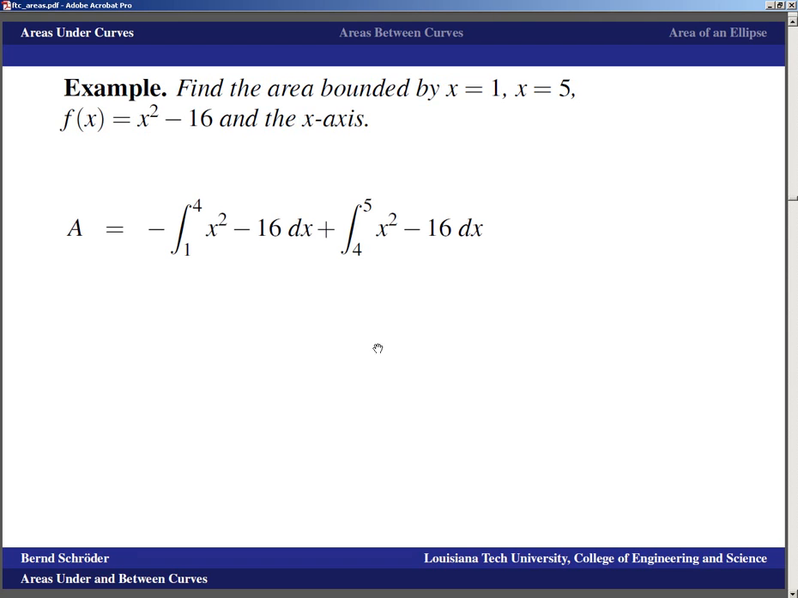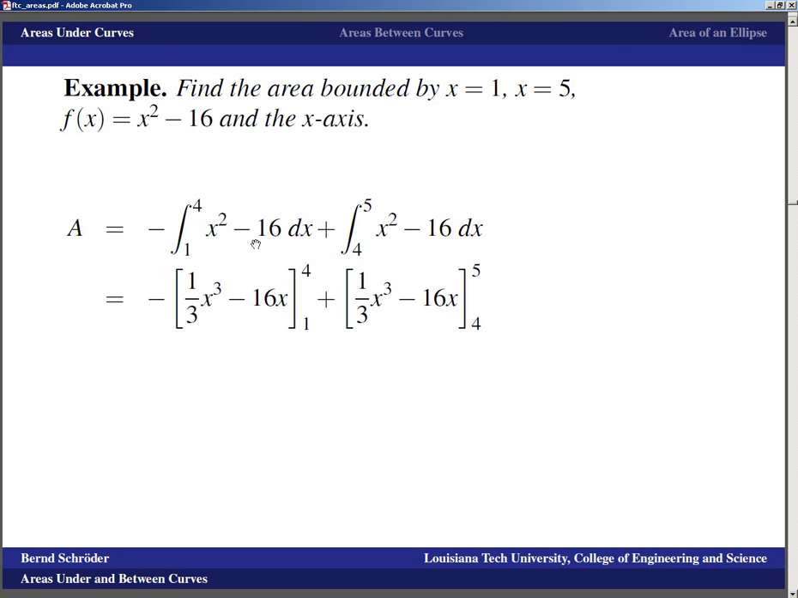And so now the area is negative the integral of x squared minus 16 from 1 to 4, plus the integral from 4 to 5 of x squared minus 16. And that's because from 1 to 4 the function is below the x-axis, and from 4 to 5 it's above the x-axis. The computation itself then is very simple, and you can do several things. You can compute those integrals separately, or you can compute them in parallel. That I leave to you, it just depends on what works better for you.